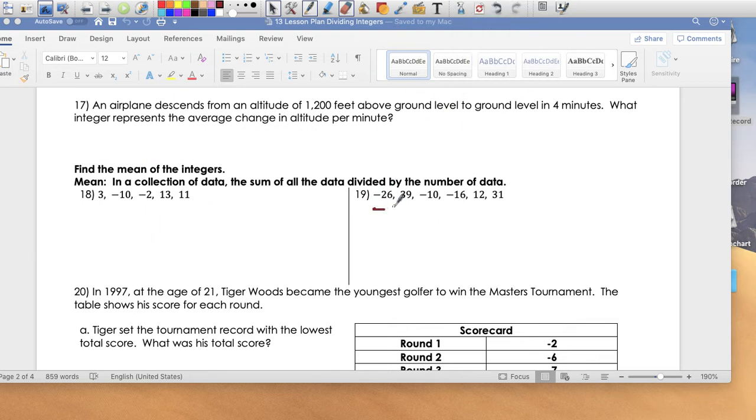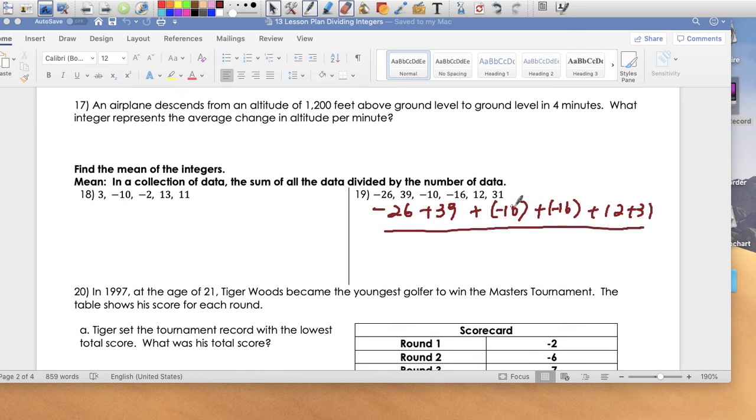Second one, same thing. -26 plus 39, sorry, we're going to add, right? So we're adding plus -10 plus -16 plus 12 plus 31. We're going to do all that and divide by 1, 2, 3, 4, 5, 6. We're going to divide this time by 6. So again, do it 2 by 2. So let's do these two first.